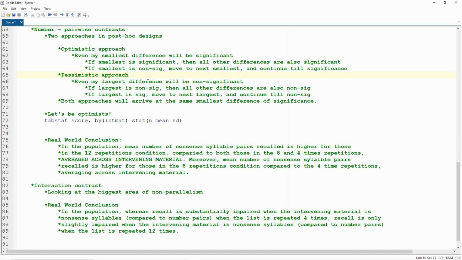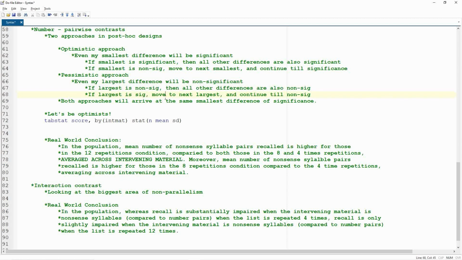On the other hand, we have the pessimist. The pessimist goes, well, everything is broken, nothing worked, even my largest difference is non-significant. So the pessimist will start at their largest difference, and they will test whether or not that pairwise difference is significant. If it's non-significant, then every other difference must also be non-significant. If your largest difference is not a significant difference, then anything smaller can't be significant.